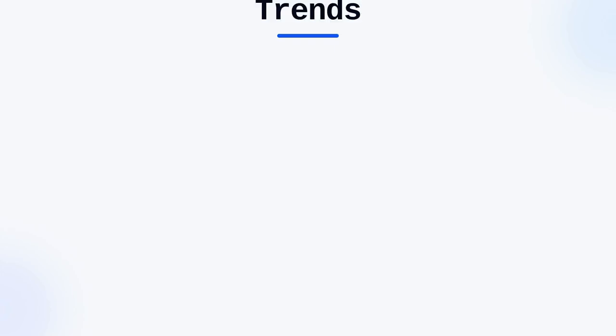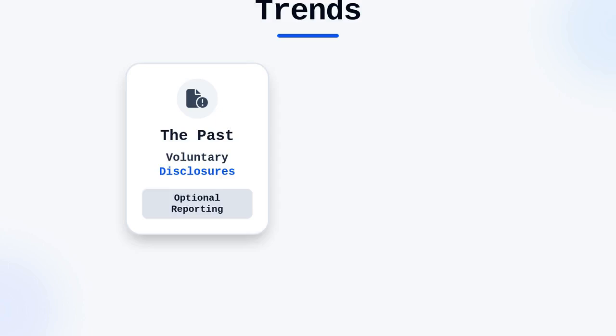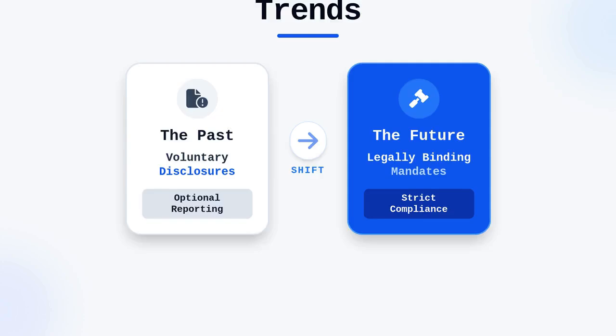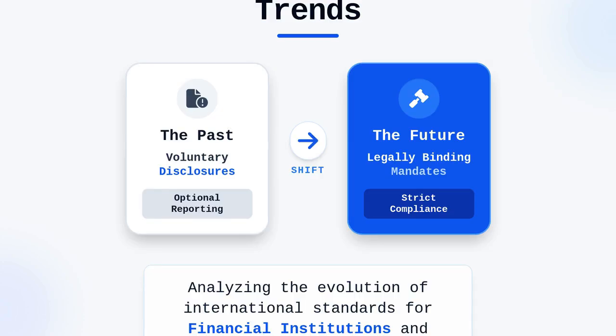Welcome to the chapter on global regulatory trends. Here, we analyze how international standards are shifting from voluntary disclosures toward rigid, legally binding mandates for financial institutions and corporations.